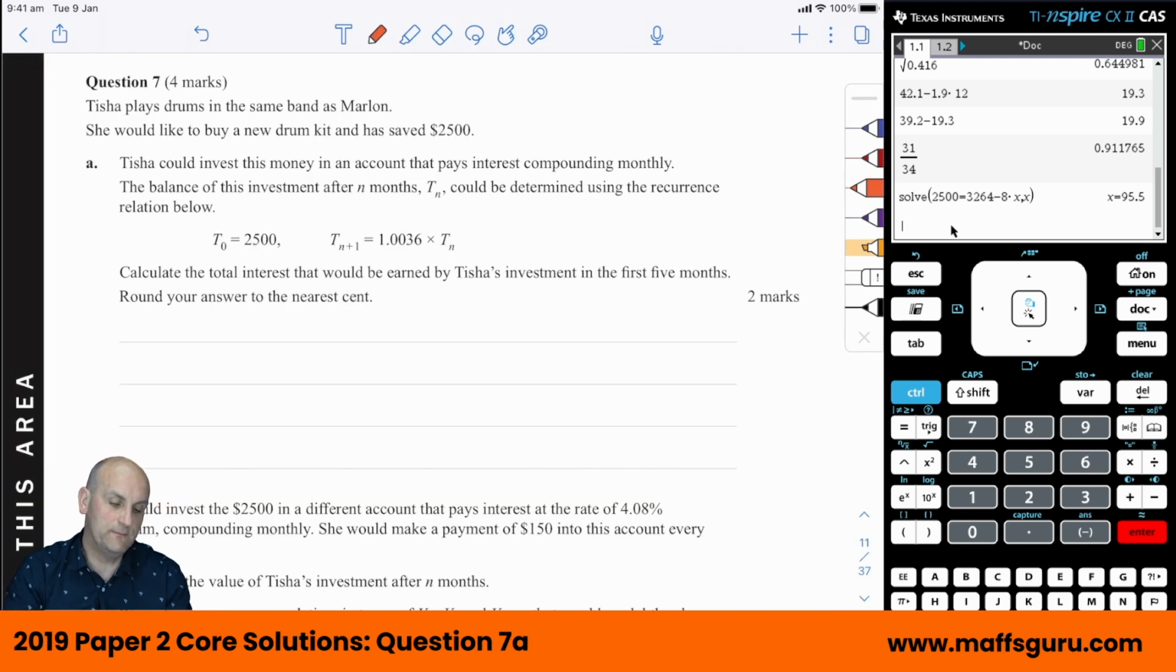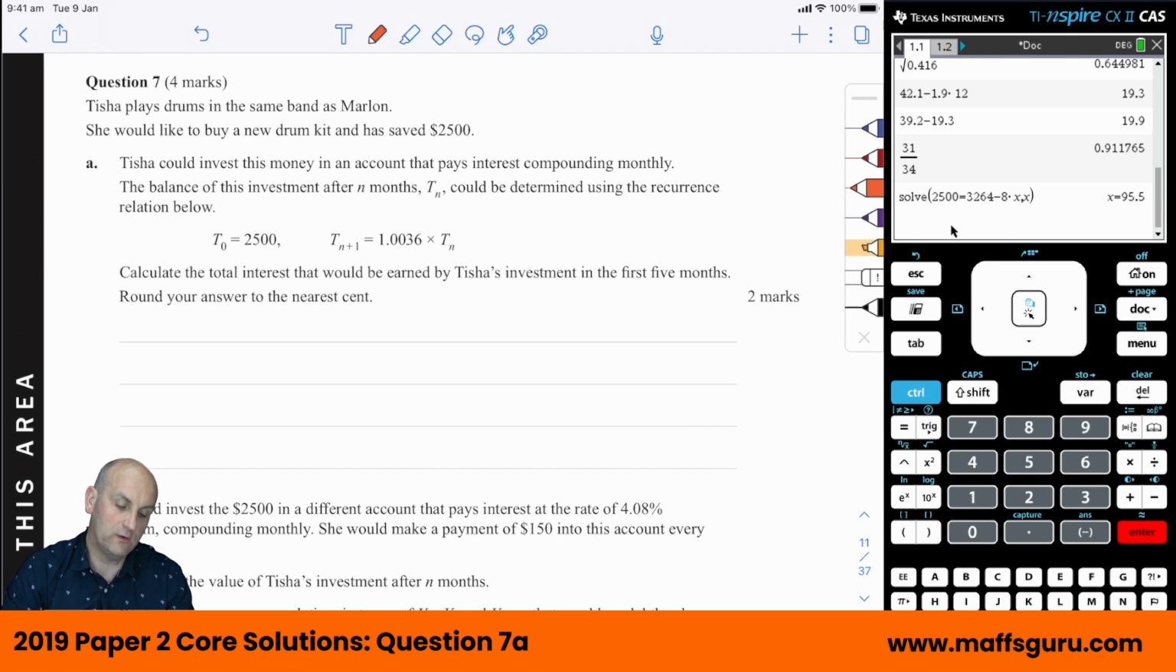Tisha plays drums in the same band as Marlon. She would like to buy a new drum kit and has saved $2,500. Tisha could invest this money in an account that pays interest compounding monthly. The balance of this investment after N months could be determined using the recurrence relation below. Calculate the total interest that would be earned by Tisha's investment in the first 5 months.